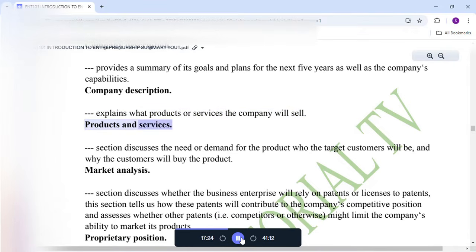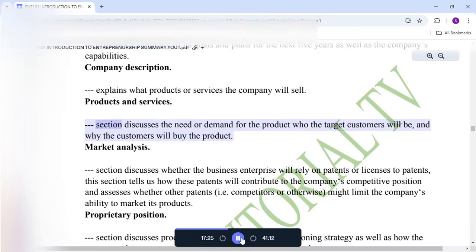Products and services explains what products or services the company will sell. Market analysis section discusses the need or demand for the product, who the target customers will be, and why the customers will buy the product.